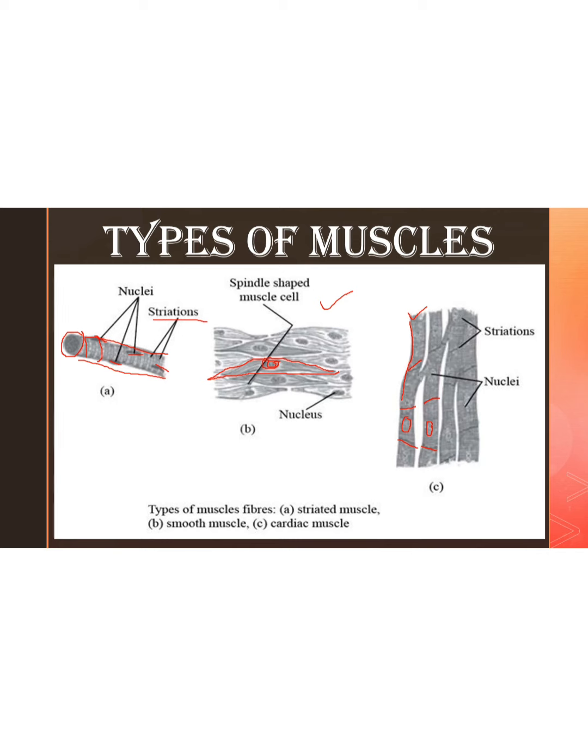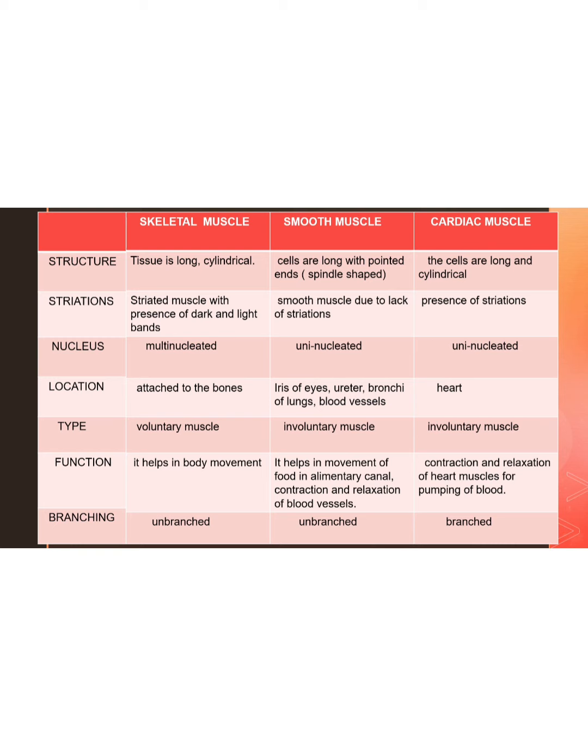So this box shows the difference between the three muscles. Okay, so we'll talk about the structure. If you see, the skeletal muscle cells are long and cylindrical, and in smooth muscles you see the cells are spindle shaped, which is pointed at the ends, and in the middle they are very thick. Okay, and cardiac muscles, they are long and cylindrical.